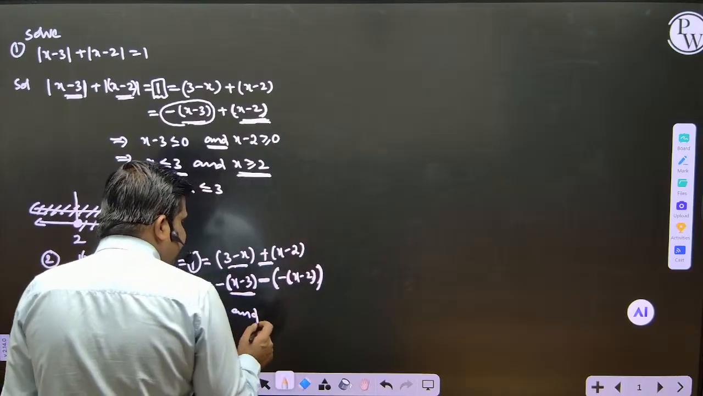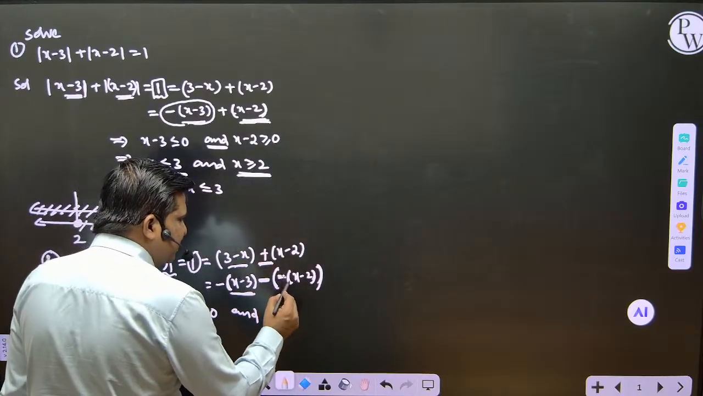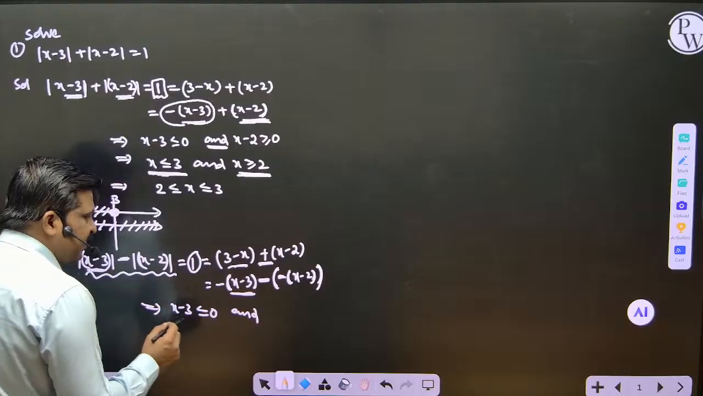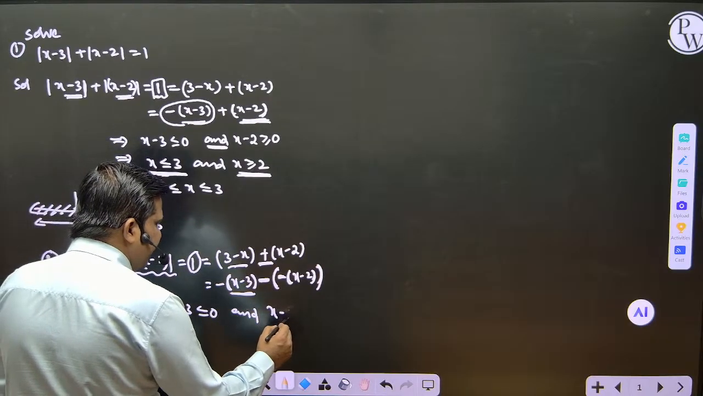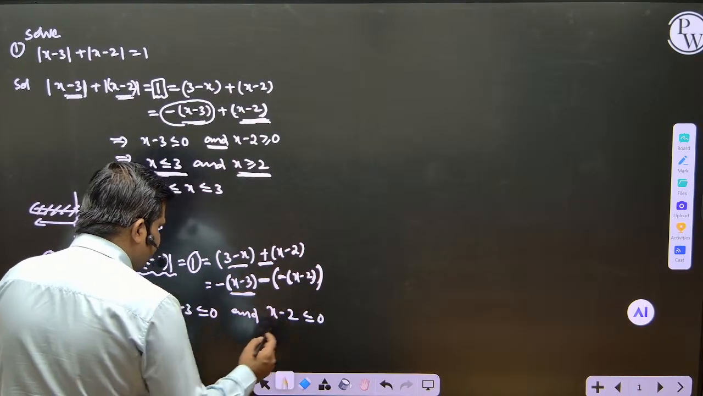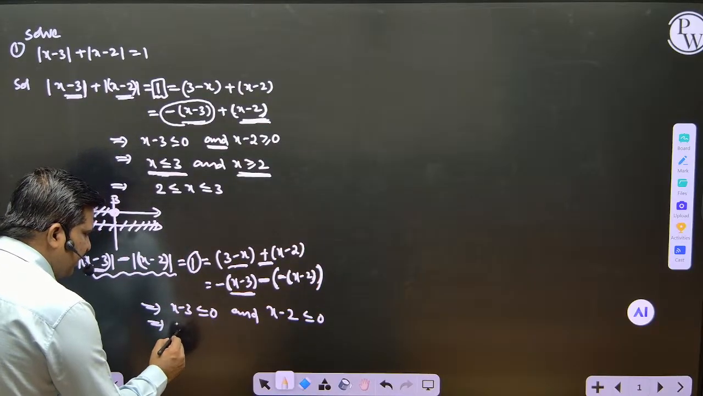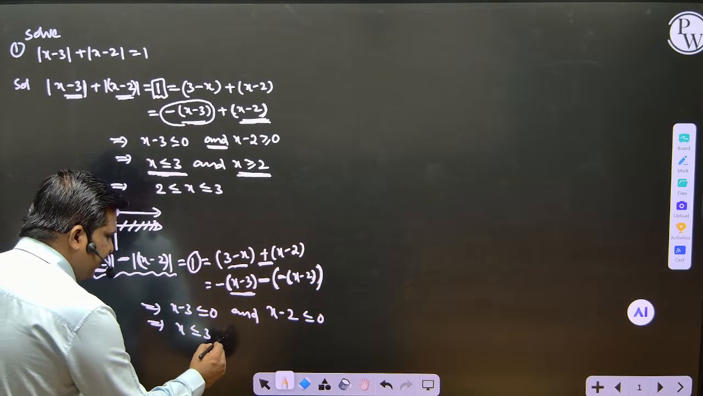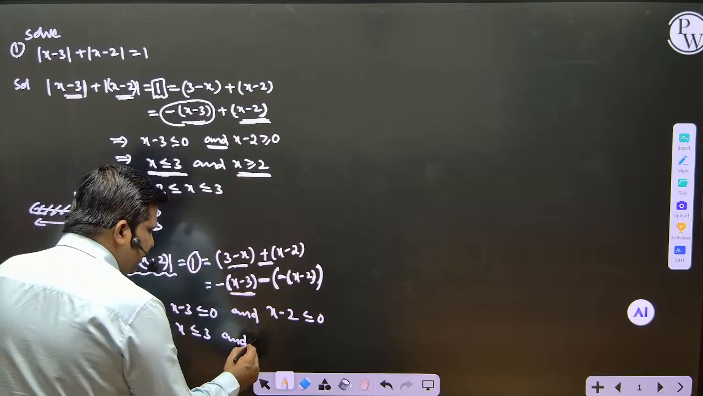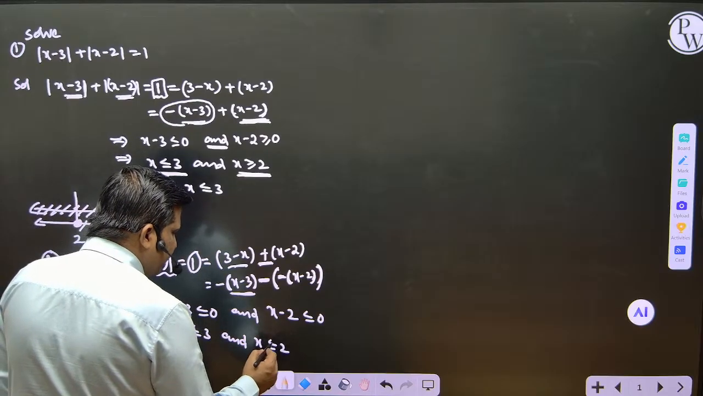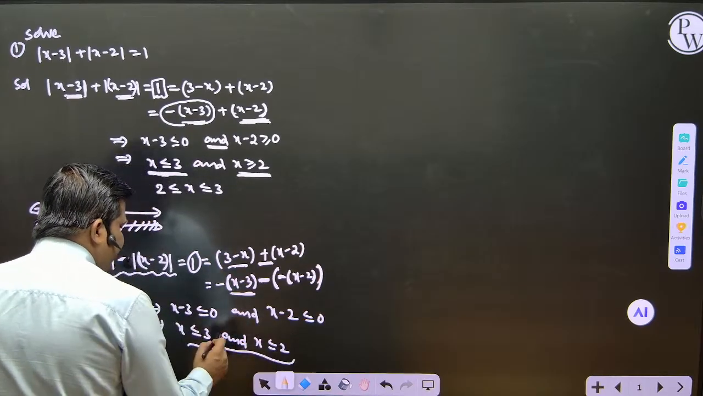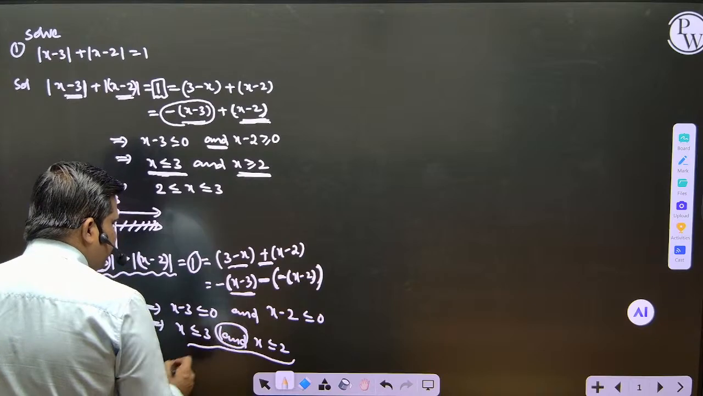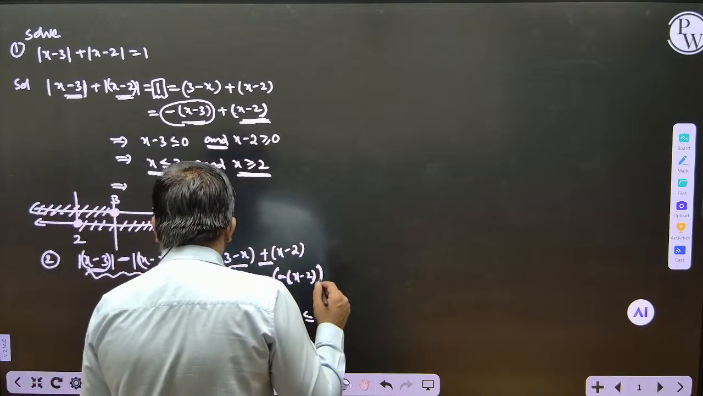So that's why this is also good. I have written minus, or not? So that means inside the modulus is negative or 0. Combining these two, x less than or equal to 3 and x less than or equal to 2. Whenever the word and is there, you must take the commonality.